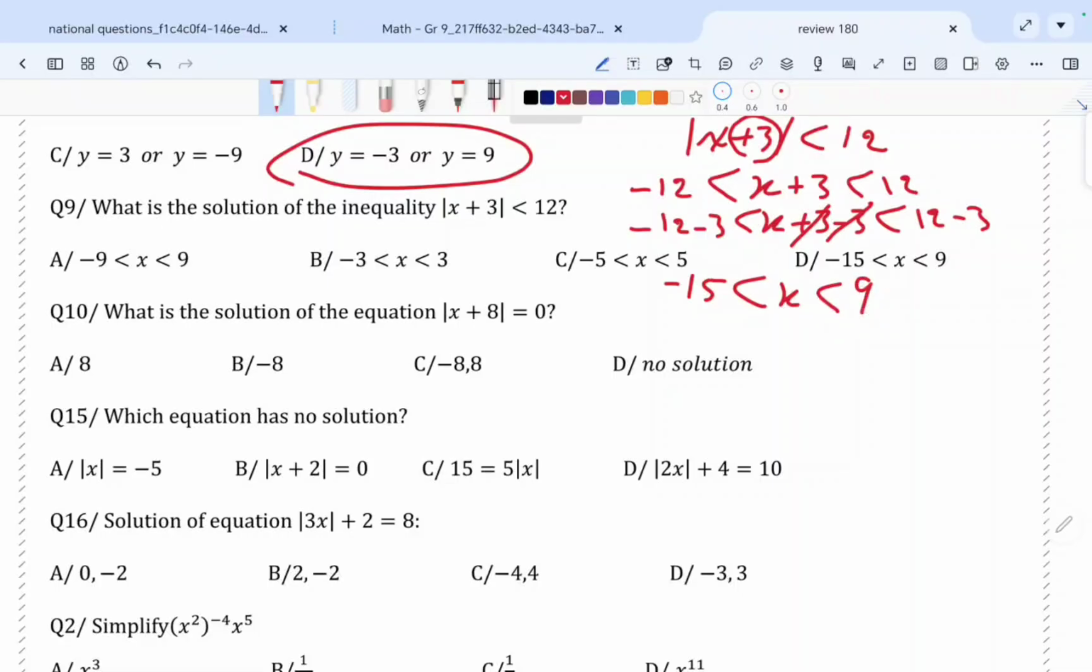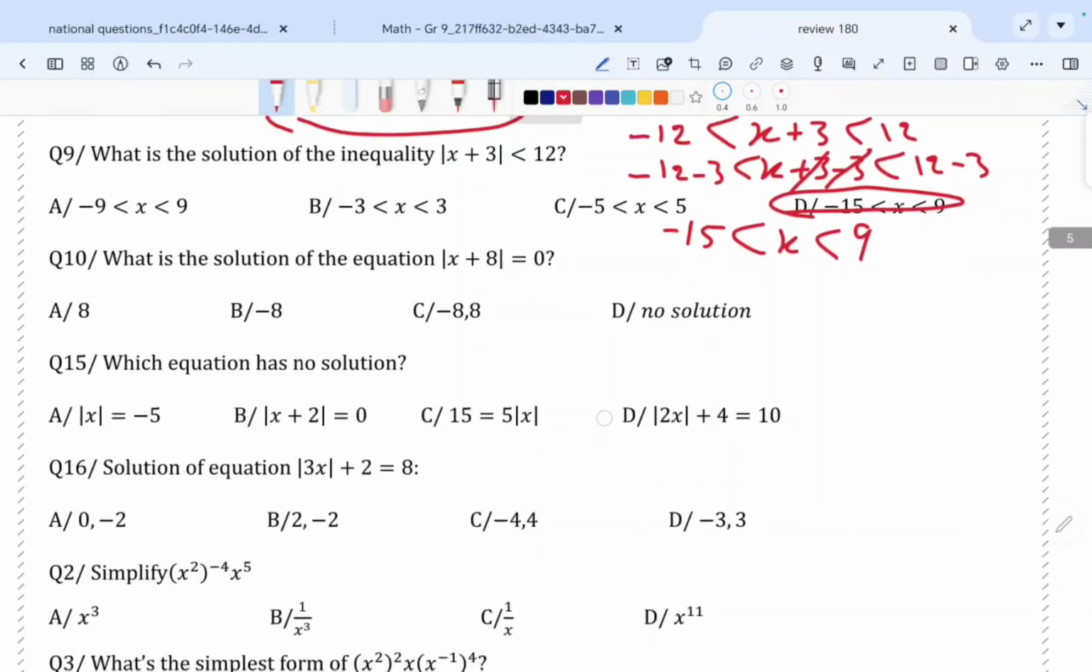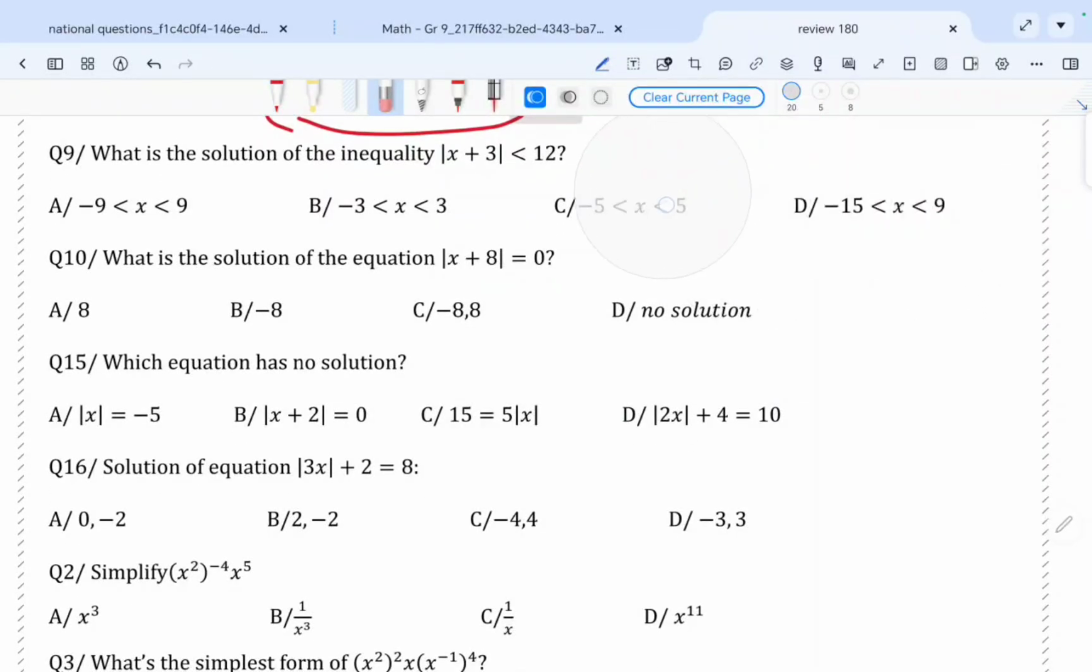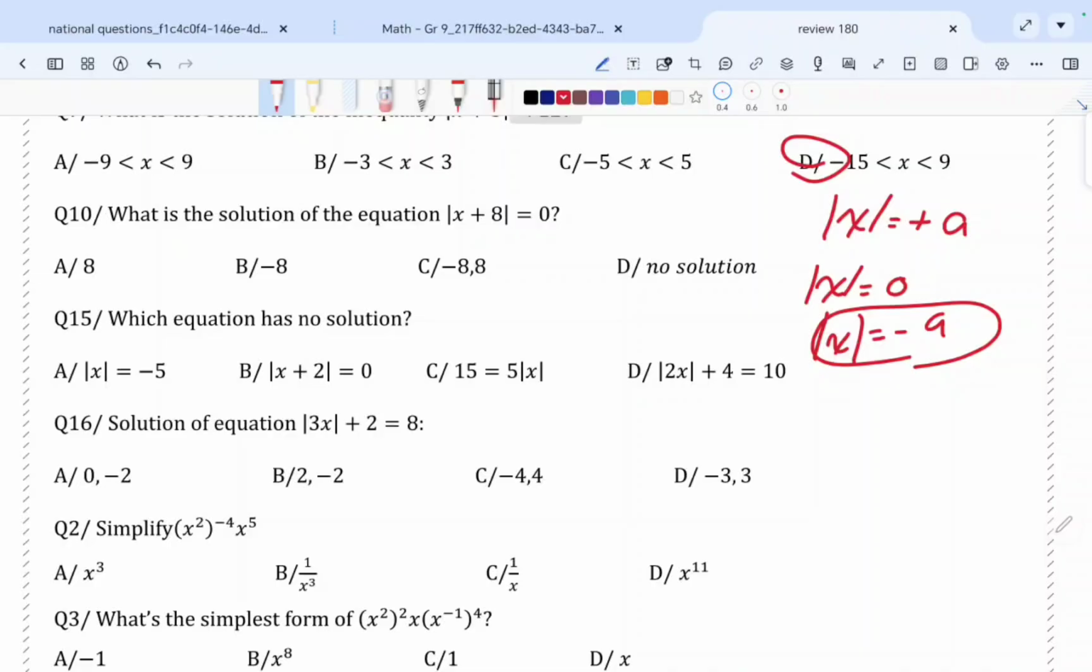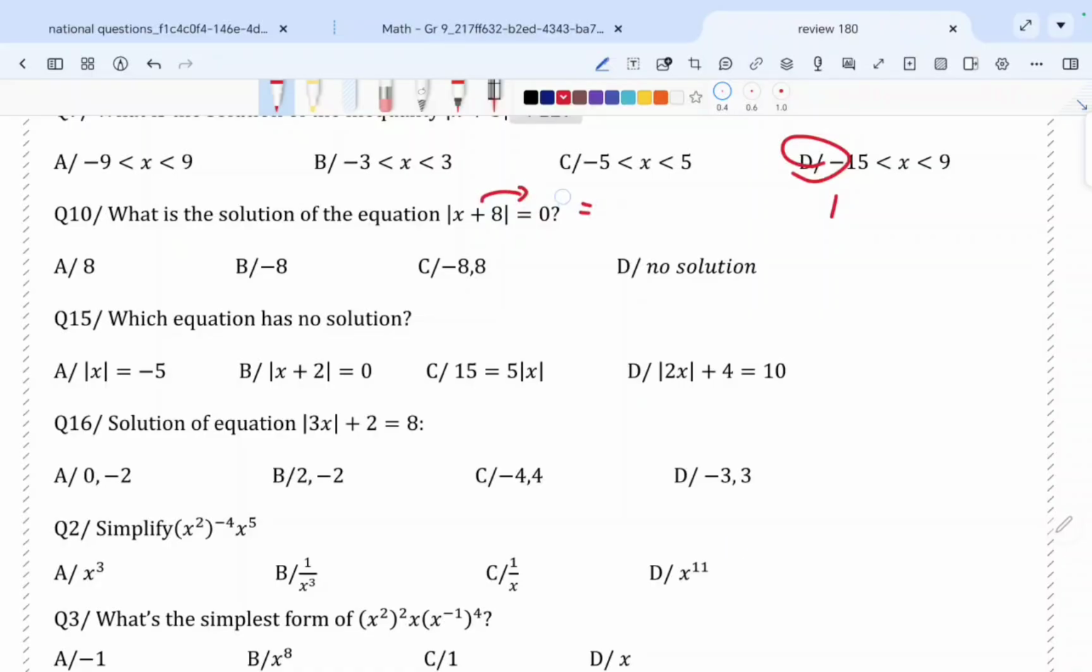So which one is correct? D. Okay. D is the correct answer. What's the solution of the equation, the absolute value of x plus 8? If you remember, we have a note. If the absolute value is equal to a positive number, it has two solutions, positive and negative. If the absolute value is equal to 0, it has only one solution. If the absolute value is equal to a negative number, it has no solution, okay? Now it's equal to 0, so it has only one solution. Move 8 to the other side, x equals negative 8. So B is the correct answer.